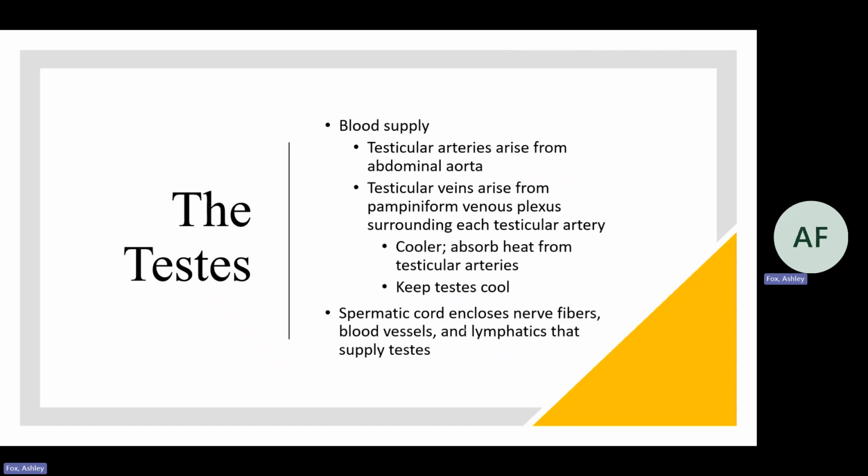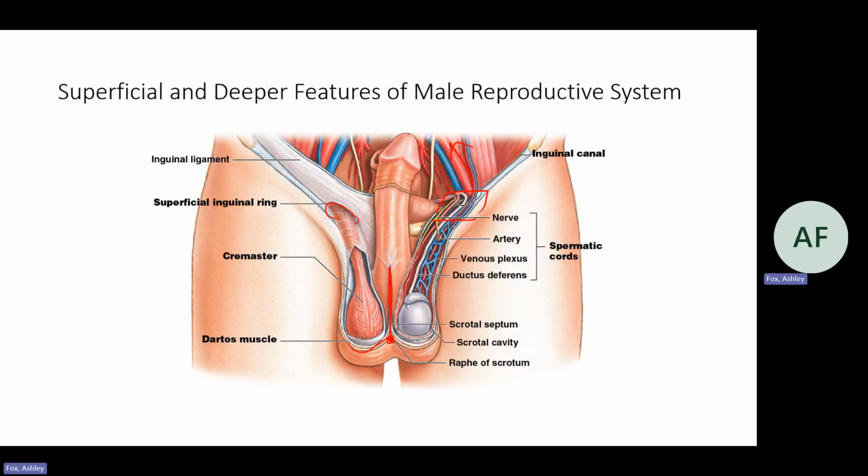So I mentioned blood supply, we've learned this in lab, that the testicular arteries are going to be coming down from the abdominal aorta. The testicular veins are going to come out from what we call the pampiniform venous plexus. And that's going to be surrounding each testicular artery. So you can see, saw it here. You can see this is the testicular artery coming down. This is the pampiniform plexus here, and it leads to the testicular vein.